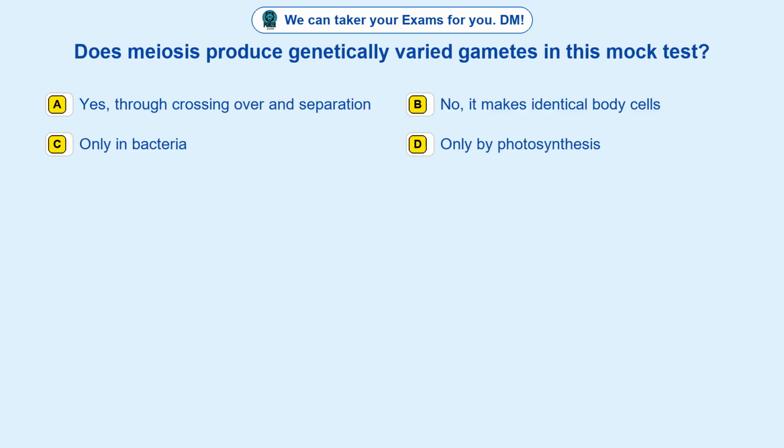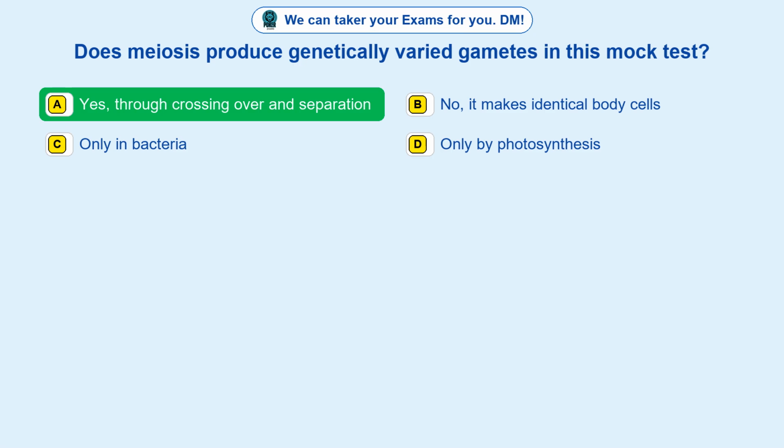Question 16. Does meiosis produce genetically varied gametes in this mock test? Option A. Yes, through crossing over and separation. Option B. No, it makes identical body cells. Option C. Only in bacteria. Option D. Only by photosynthesis.